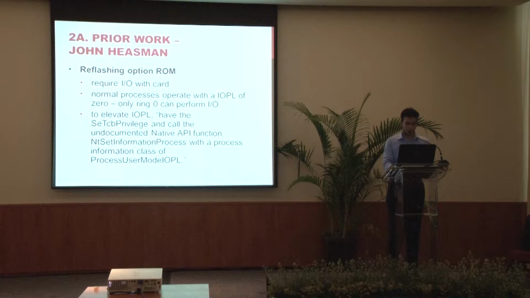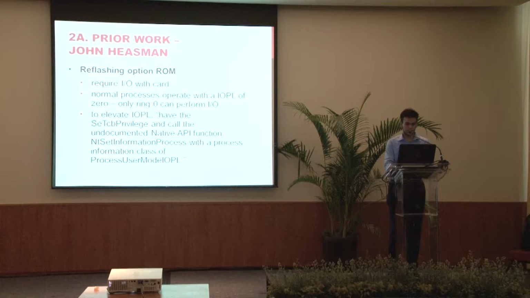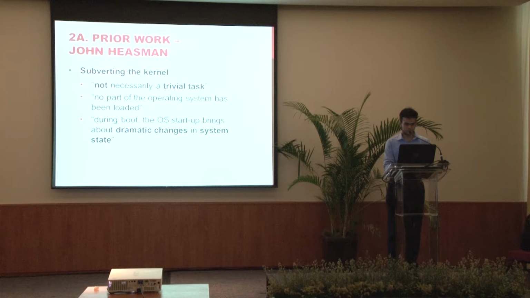Now, what happens is that your kernel code runs in ring 0 in x86, and normal user space processes run in ring 3. And you've got an IOPL, or I/O privilege level, which specifies which ring level can do I/O. And on Windows, normal processes operate with an IOPL of 0. What John Heasman said was that you can elevate the IOPL using the native undocumented function NtSetInformationProcess, and then a browser exploit or anything can do I/O with the card and flash it with a malicious option ROM.